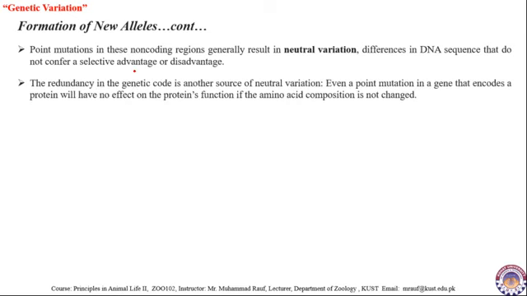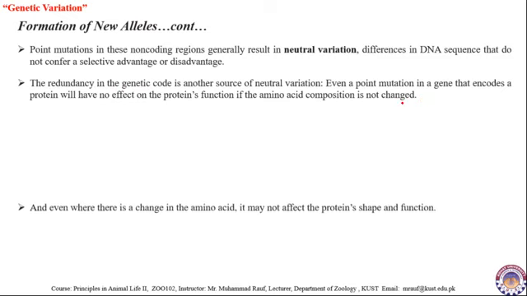The redundancy in the genetic code is another source of neutral variation. Even a point mutation in a gene that codes a protein will have no effect on the protein's function if the protein composition is not changed. We discussed that in the previous lecture, that sometimes even when a mutation takes place within a gene, it doesn't have any effect on the protein formed, and this is because of the redundancy of the genetic code. Remember, synonymous mutations or silent mutations.